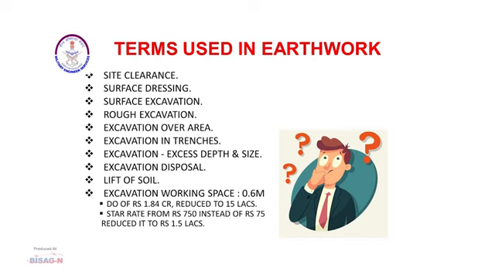Surface excavation. In surface excavation, we excavate the entire surface for an average depth, let's say of 150 mm. Rough excavation. Rough excavation, as the name itself says, is the excavation keeping the sides and the bottom rough. Excavation over areas. Excavation over area is defining the boundaries of the excavation and doing it accordingly, and it also includes the ramming of the bottom surface.